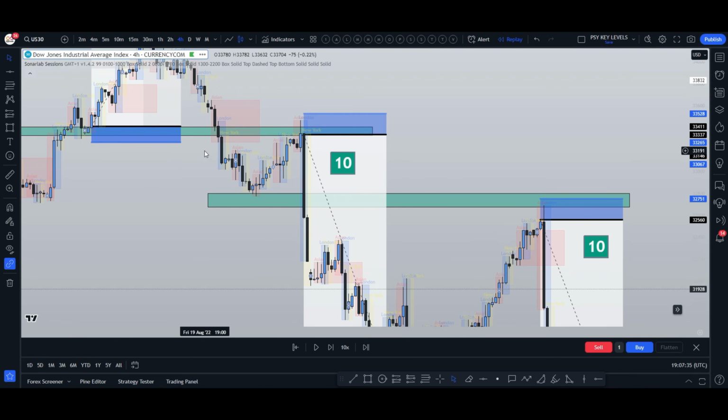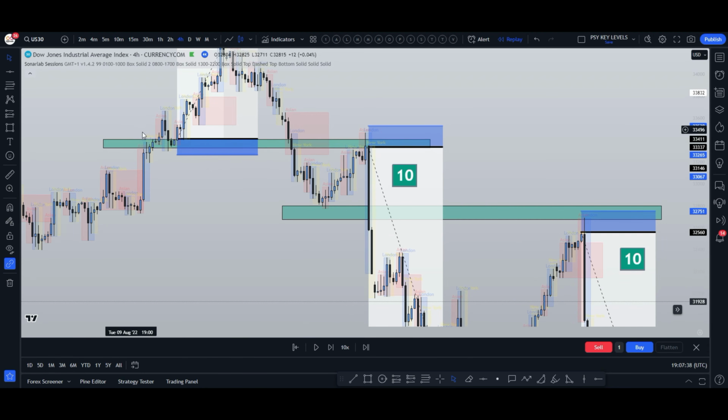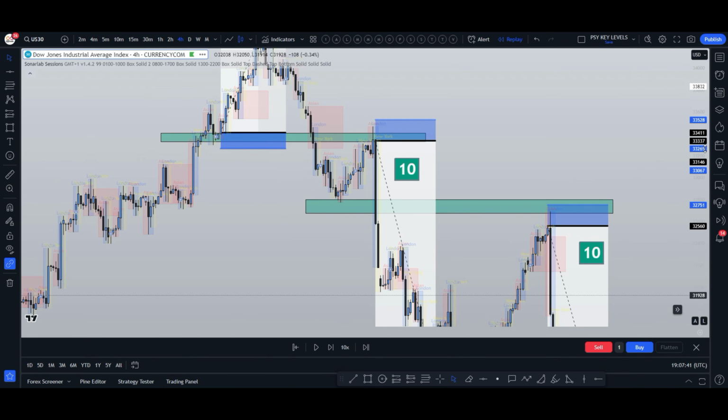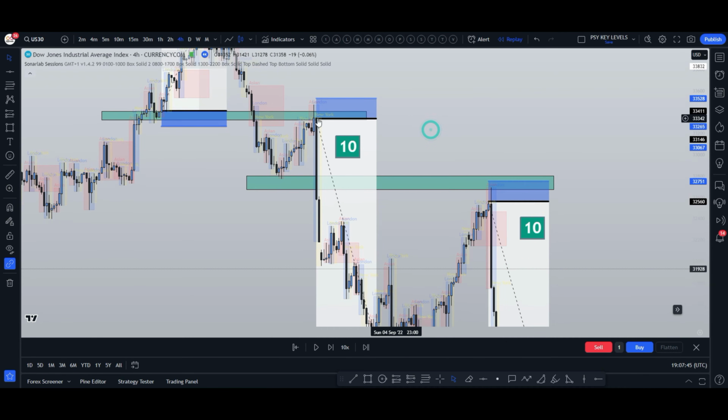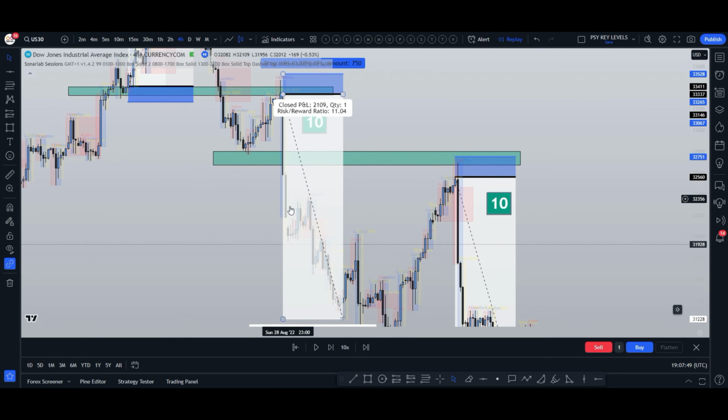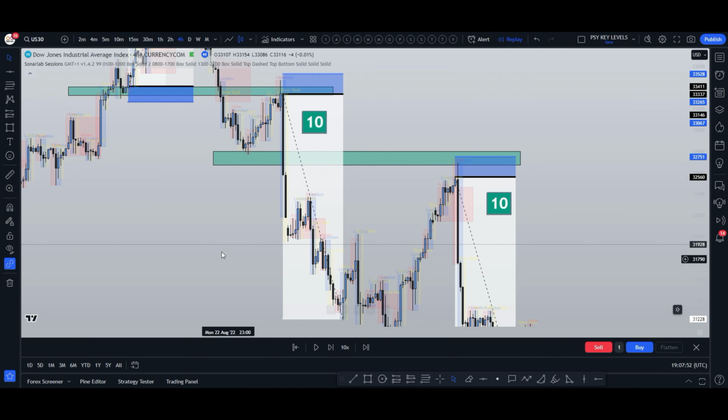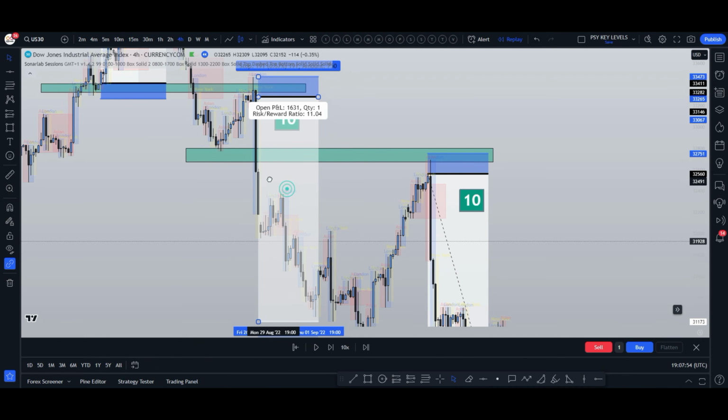Then price breaks below previous support, comes back up to retest. So this is a break and retest swing trading strategy, but you can combine it with the support and resistance. And then price just falls here and gives you a nice 1:10, and it just falls for the next 1, 2, 3, almost 4 days again, but gives you a 1:10.